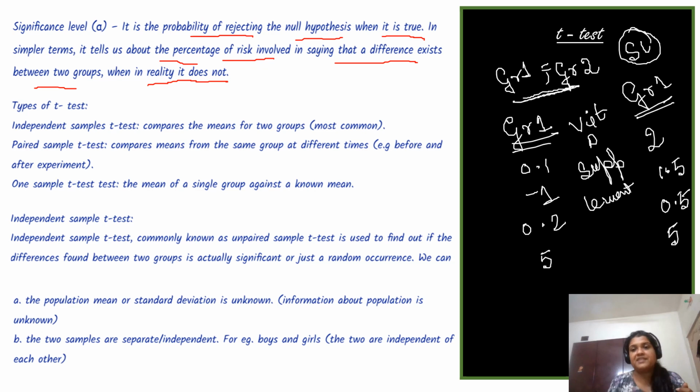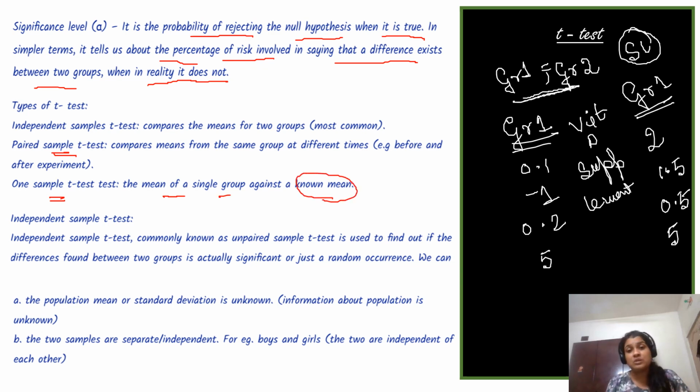5 will remain 5. So this is a comparison between the same group before and after some experiment. So this is known as the paired sample t-test. Now there is the one sample t-test, where the mean of a single group is compared against a known mean.